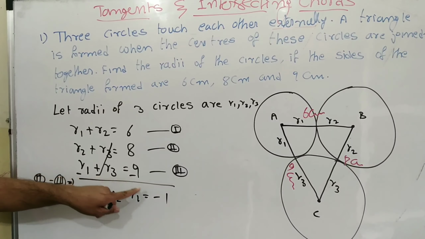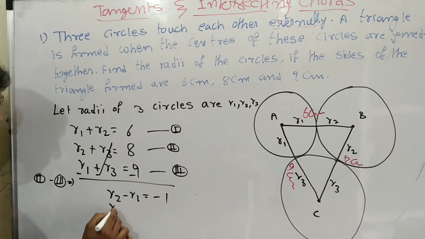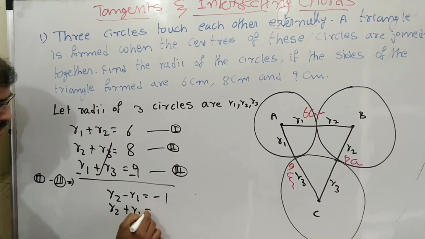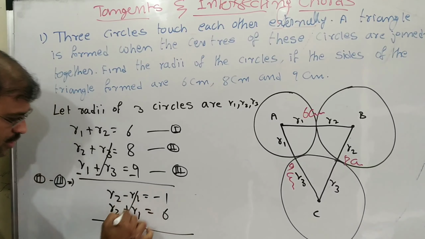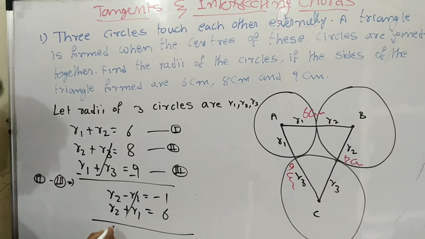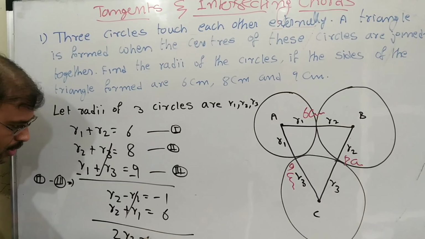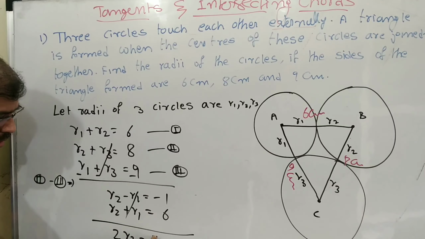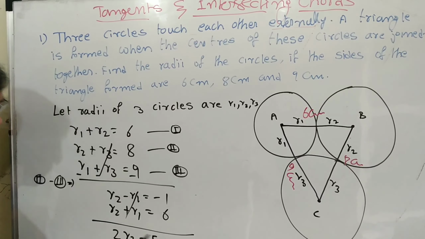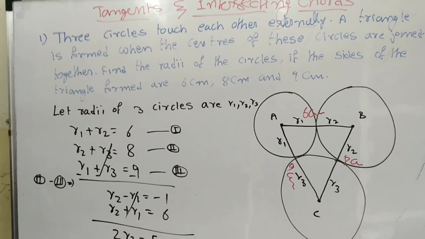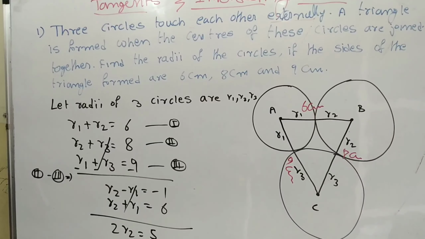Now take the first equation. I can write it as R2 plus R1 equal to 6, because I have changed the order. Now add these two equations. Then what am I going to get here? 2R2 equal to 6 minus 1, that is 5. R2 equal to 2.5, since 5 divided by 2 gives 2.5. R2 value is 2.5 centimeter.